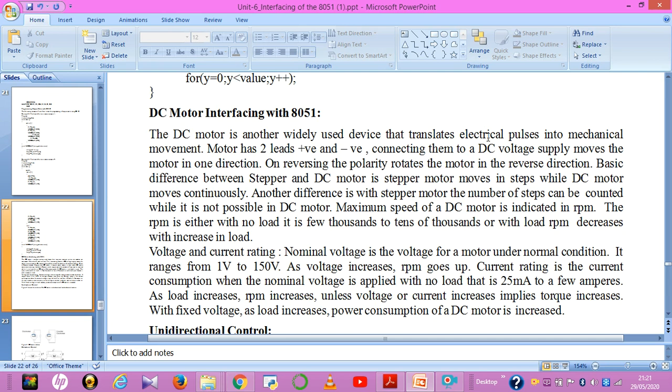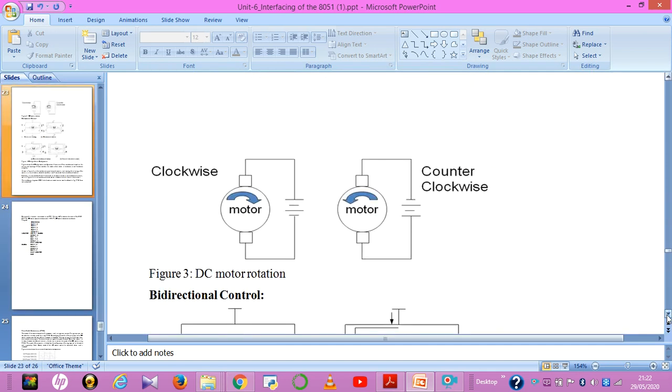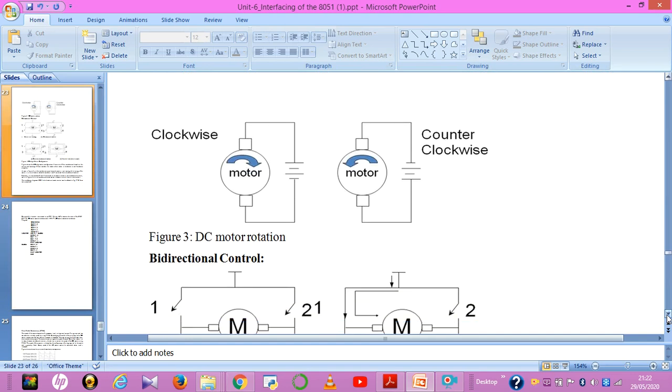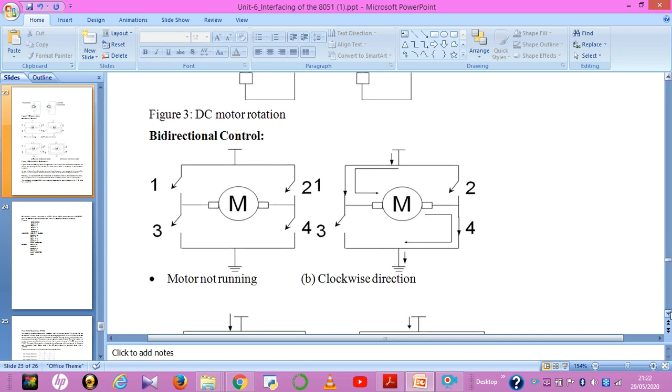Here the DC motor rotates continuously. A stepper motor rotates a particular angle in terms of steps, but a DC motor rotates continuously. That's the main difference between the stepper motor and the DC motor. This is the DC motor rotation, clockwise and anti-clockwise direction, which depends on the polarity of the supply you give. You can see the supply of both to change the direction of the motor by directional control.